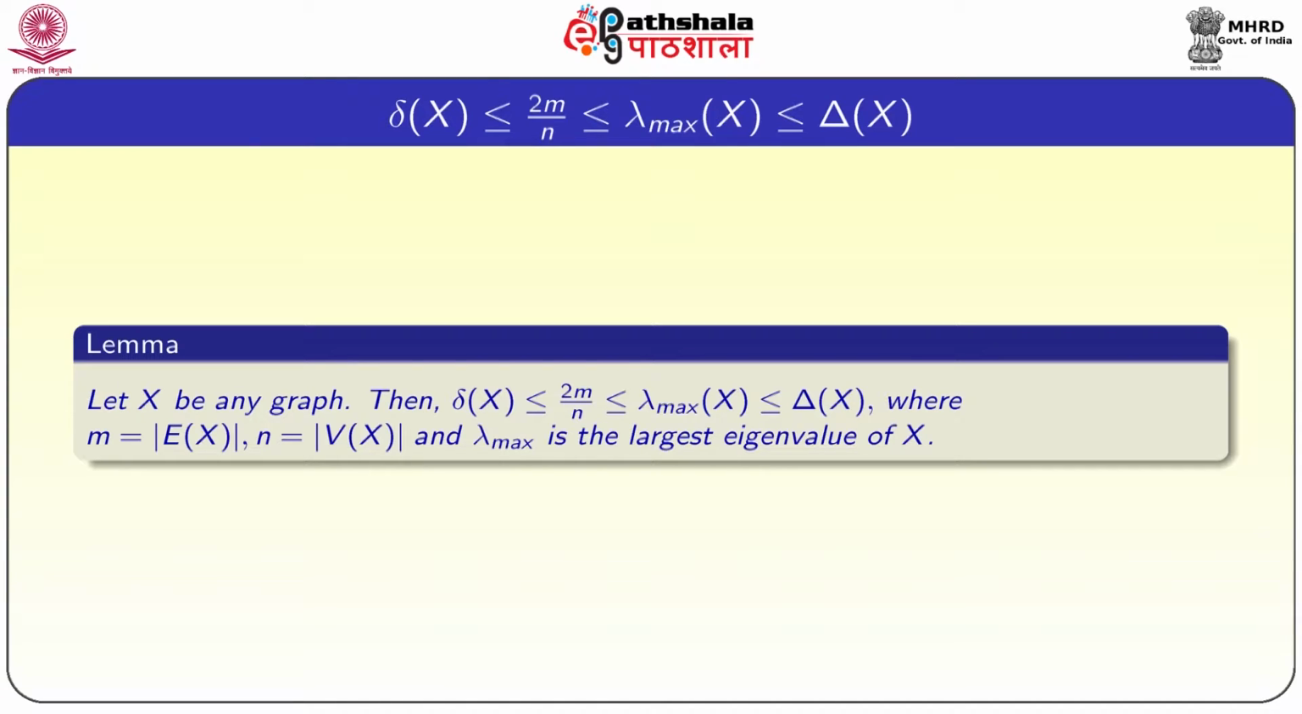Now we are going to give some bounds on the eigenvalues, but first we are going to show that the maximum eigenvalue of the graph X lies between the minimum degree of the graph X and the maximum degree of the graph X. Let X be any graph, then the minimum degree of X is less than or equal to 2m by n, which is less than or equal to lambda max of X, which is less than or equal to capital delta of X, where m is the number of edges and n is the number of vertices in the graph, and lambda max is the largest eigenvalue of the graph X.